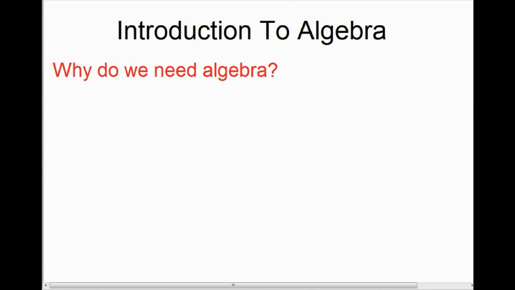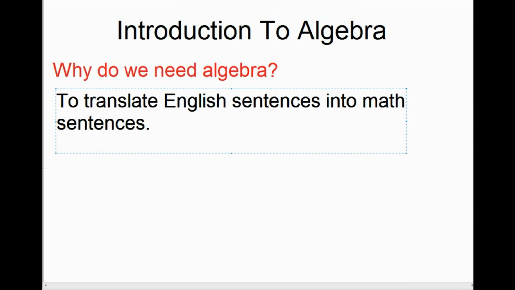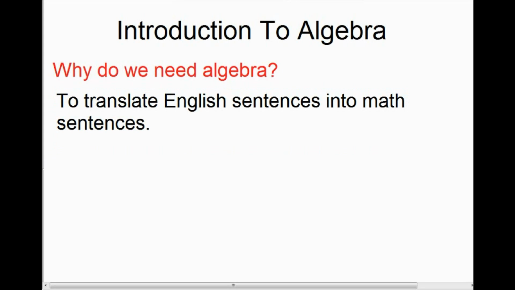The next thing we're going to talk about is an introduction to algebra. And the first question you're probably going to ask yourself is, well, why do we even need algebra? Algebra is used for a variety of purposes, but when we're first learning about algebra, one of the main reasons we need it is in order to translate English sentences into math sentences. And we're going to take a look at a couple of examples of what I mean by that.